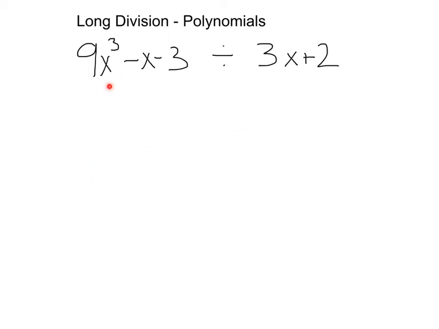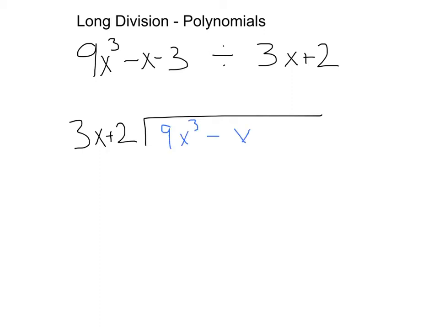Here we have 9x cubed minus x minus 3 divided by 3x plus 2. So if we want to set this up, we'll have our 3x plus 2 on the outside divided into 9x cubed minus x minus 3. Now, when doing long division with polynomials, it's very important to decrease 1 degree at a time. So notice we have an x cubed term here. We don't have an x squared term. We go directly to x. So what we actually want to do here is insert a 0x squared. Because we skip that squared degree, it's really important we put one in there.